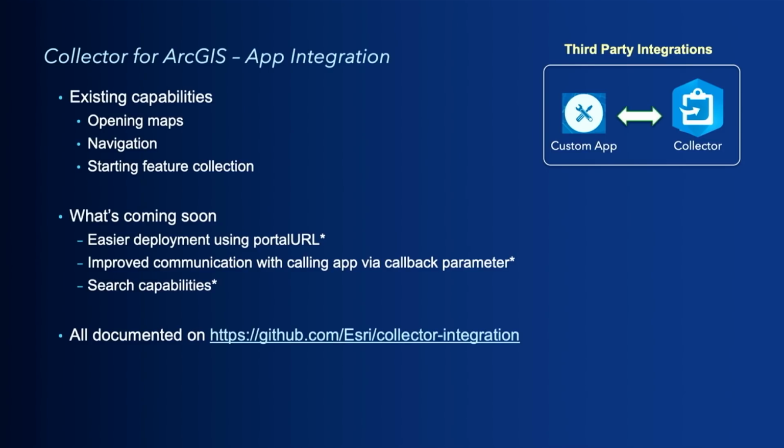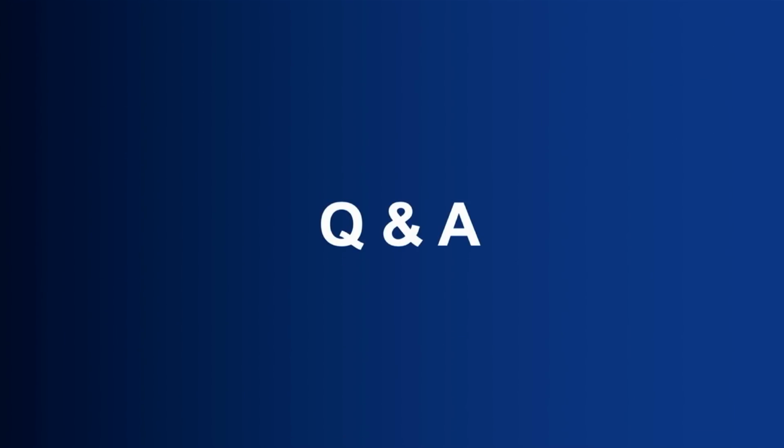We've talked about, with the portal URL, having a callback parameter. So once you're done submitting a feature, have it return back to the calling application that launched it. And even doing search through the URL parameter. So what we have today is all documented. It's on this GitHub repo that you can look at now. And like I said, we're expanding on it greatly this year. And we want to hear back from you on the additional things that you're looking for with that app integration scheme. With that, that's all we've got to show you today.